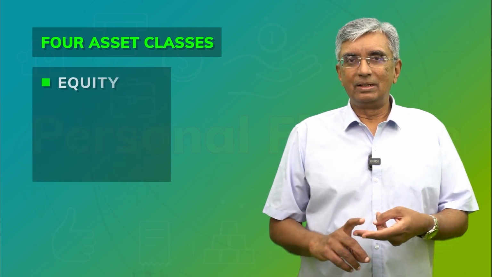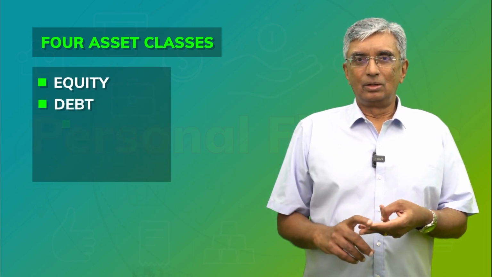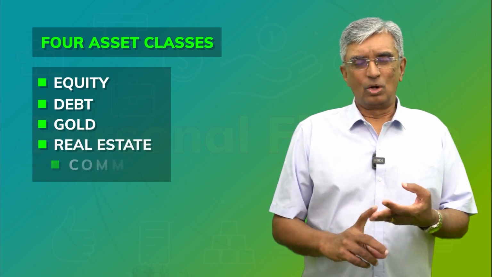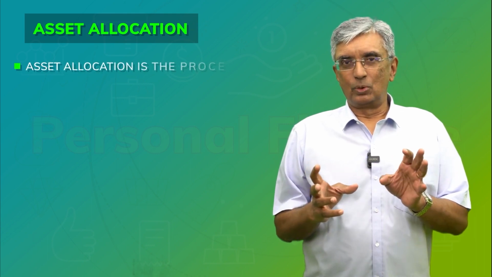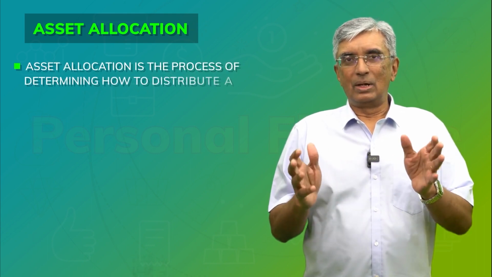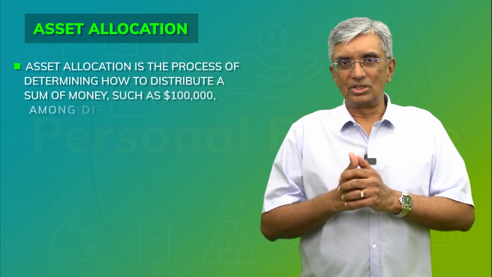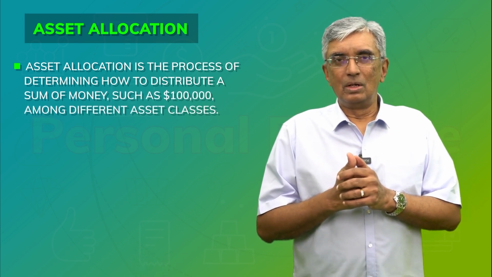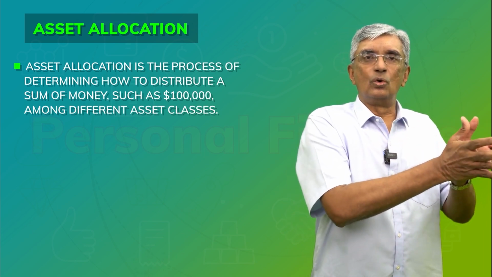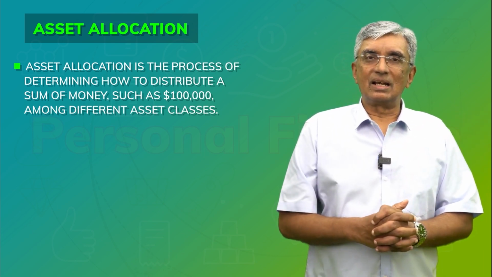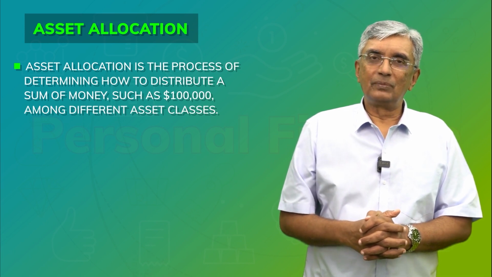Having discussed in some detail about 4 asset classes: equity, debt, gold and real estate, or commodities and real estate, let's move to asset allocation. Asset allocation is the process by which, if you have $100,000 of savings with you, you decide what percentage of it will go towards these 4, 5 or 6 asset classes in what proportion.